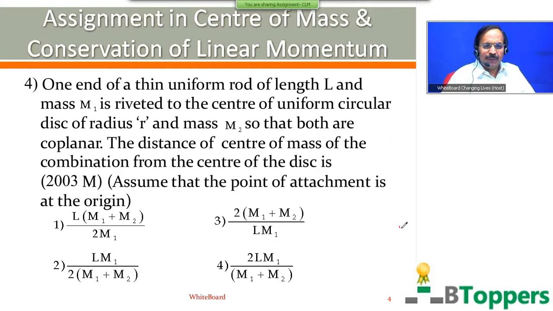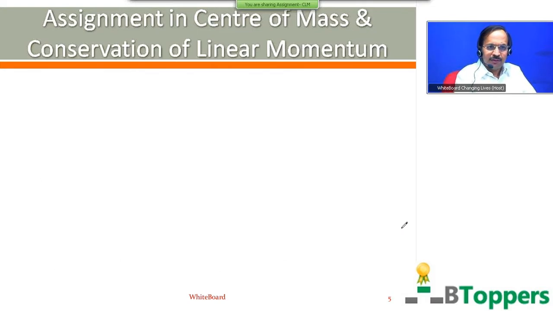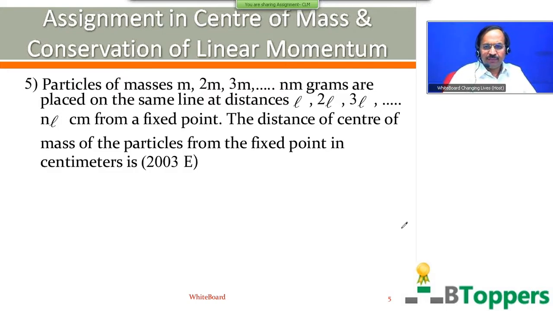So for question number 4, second option is the answer. See the question number 5. Particles of masses m, 2m, 3m up to nm grams are placed on the same line at distances L, 2L, 3L up to nL centimeters from a fixed point. Find the distance of the center of mass of the particles from the fixed point in centimeters.